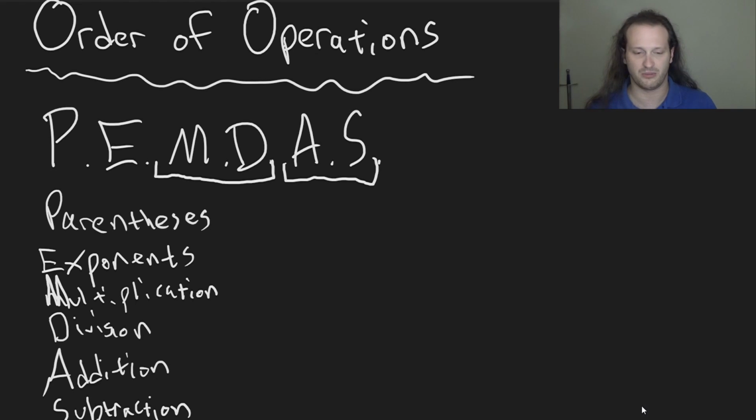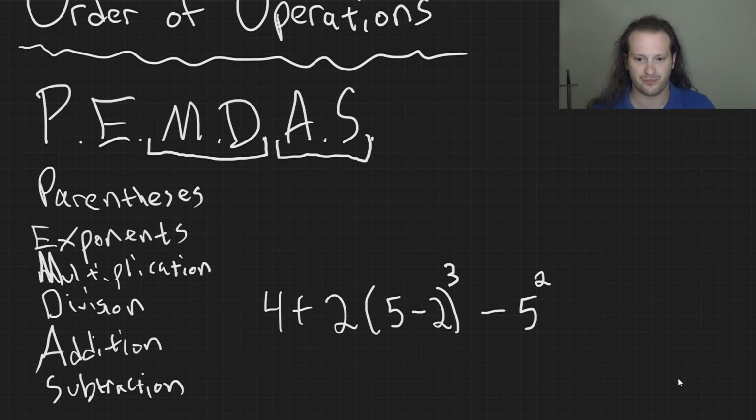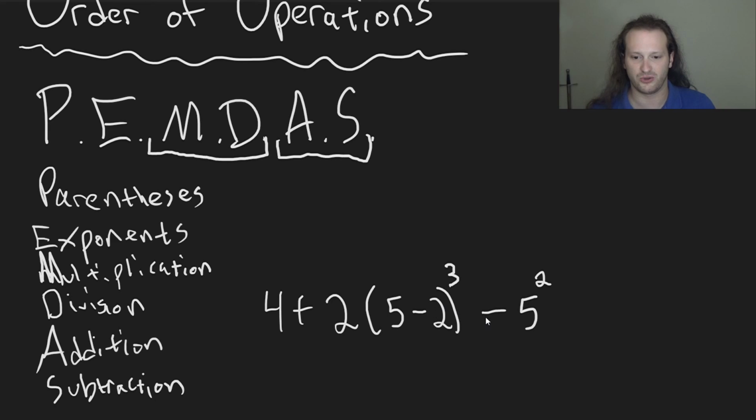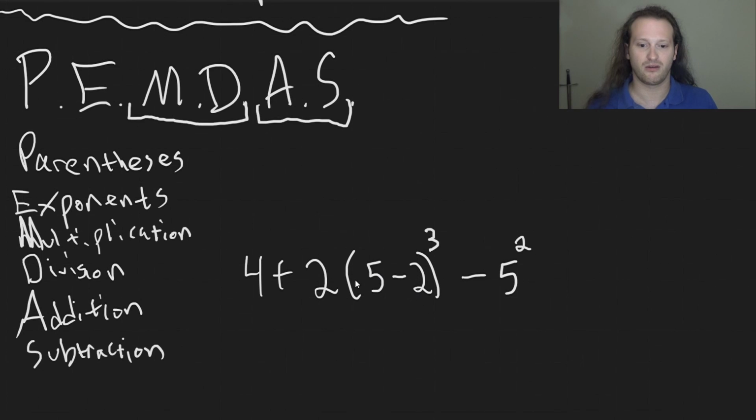Kind of want to do an example, but I don't really have one prepared. So I'm just going to make one up. Sure, something like this. Looks really messy, and if you did it from left to right, you'd get the wrong answer. So let's follow the order of operations. So we want to do the parentheses first. So we're not going to do anything else other than what's inside these parentheses here.